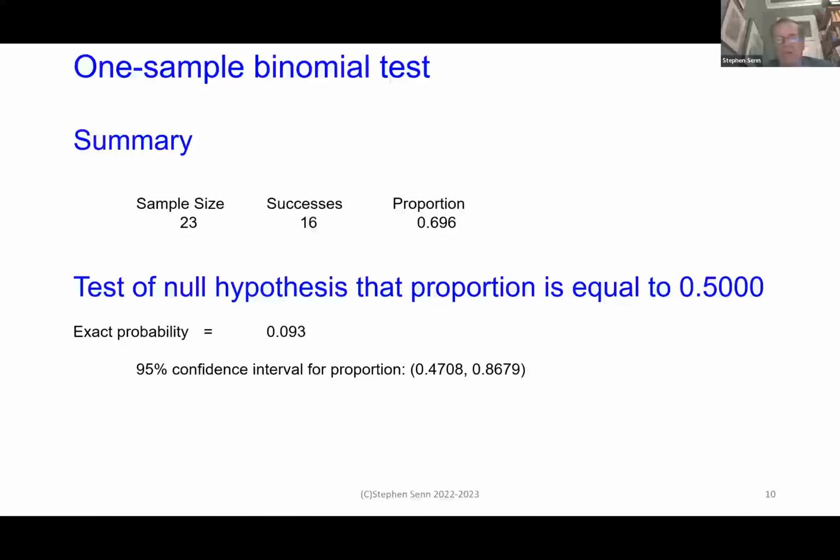The proportion is rather similar to what I had before, but of course, the evidence is less because I'm no longer regarding cycles as being independent. Now I'm only regarding averages per patient as being independent, and the exact probability is 0.093. So the result is no longer significant. It's not even perhaps what some optimistic medic might call a trend towards significance. The 95% confidence interval for the proportion is 0.4708 to 0.8679.